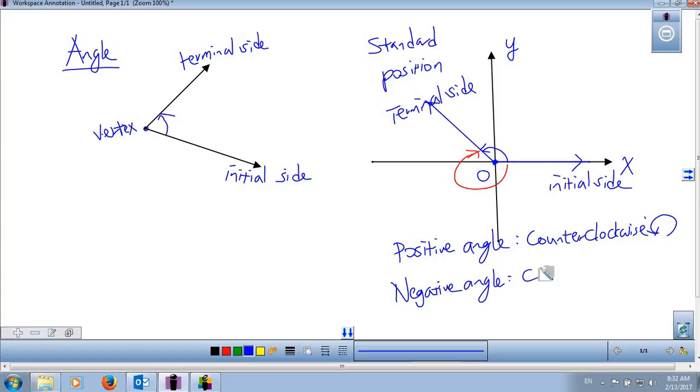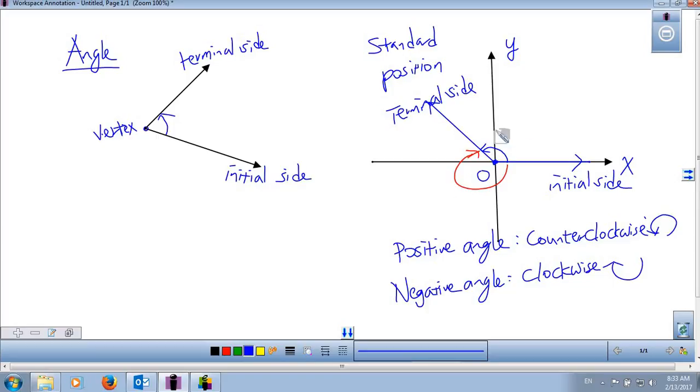A negative angle will have a clockwise rotation. Clockwise rotation is going in this direction. Going from positive x, you go down to negative y, go to negative x, then come up to positive y, and then come back to positive x. So going this direction is clockwise, and that will be measured as a negative angle.